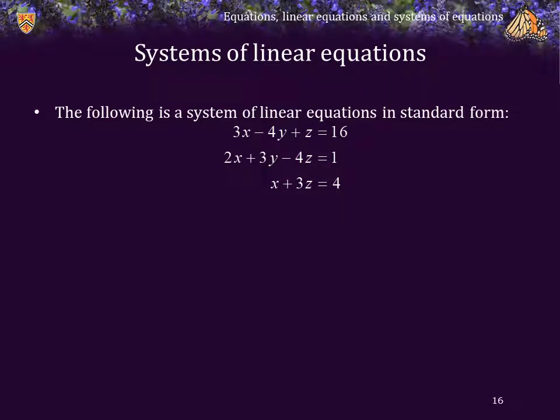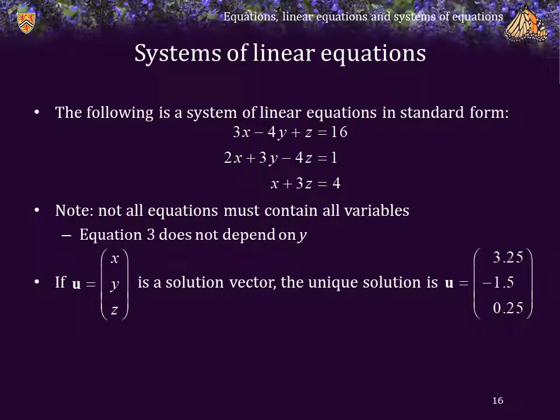Now, the following is a system of 3 linear equations in 3 unknowns, written in the standard form. Note that not all equations must contain all variables. In this case, the third equation does not contain the variable y. If u, the vector with values x, y, and z, is the solution vector, this system of linear equations has a unique solution: 3.25, negative 1.5, 0.25.